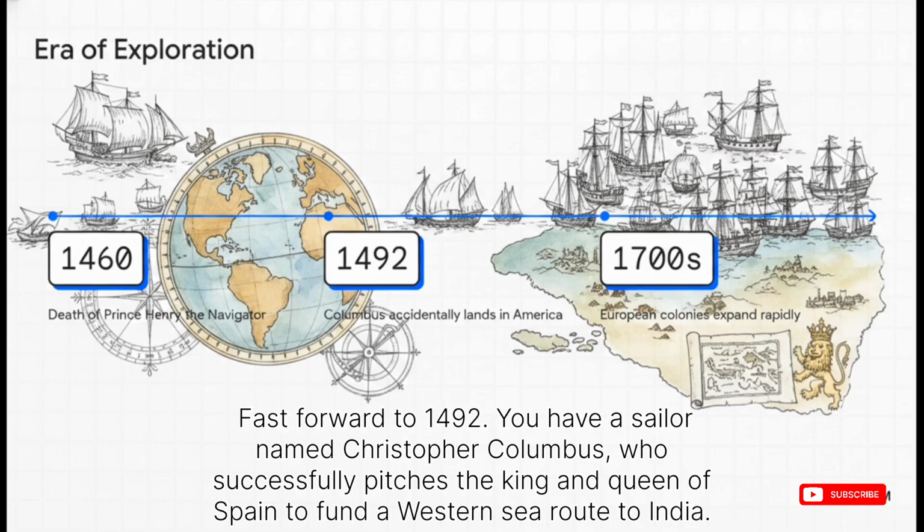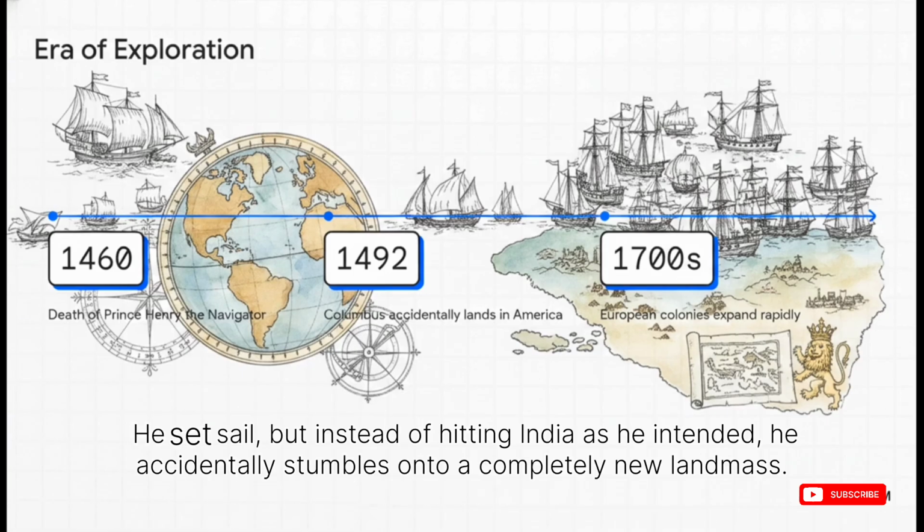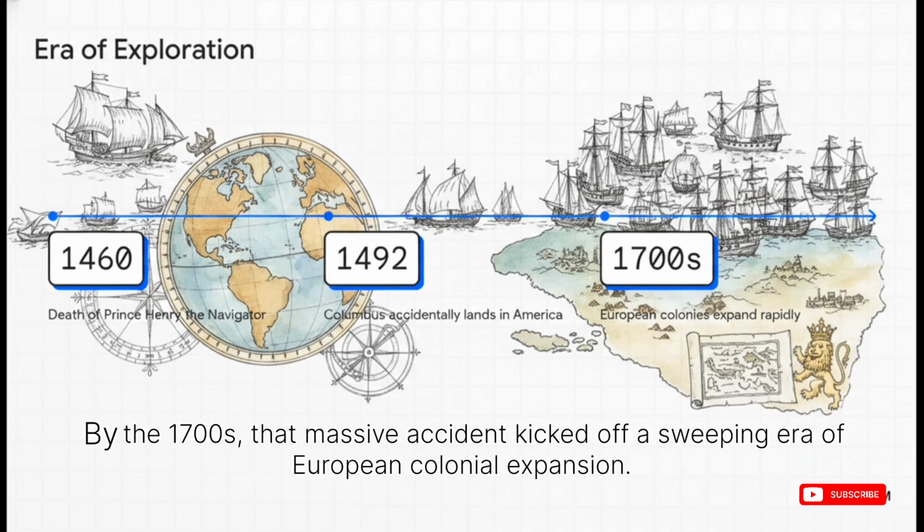Fast forward to 1492. You have a sailor named Christopher Columbus, who successfully pitches the King and Queen of Spain to fund a western sea route to India. He sets sail, but instead of hitting India as he intended, he accidentally stumbles onto a completely new landmass. By the 1700s, that massive accident kicked off a sweeping era of European colonial expansion.